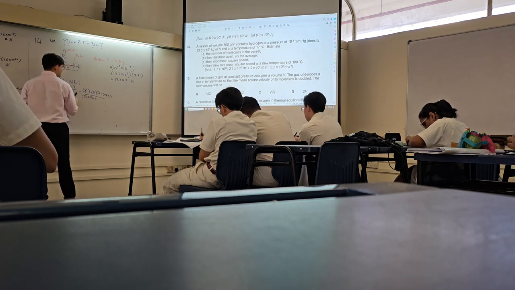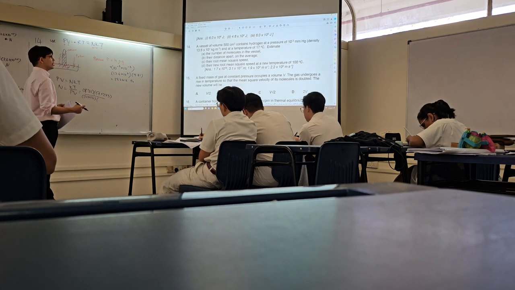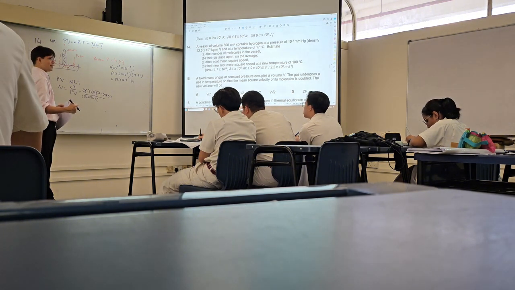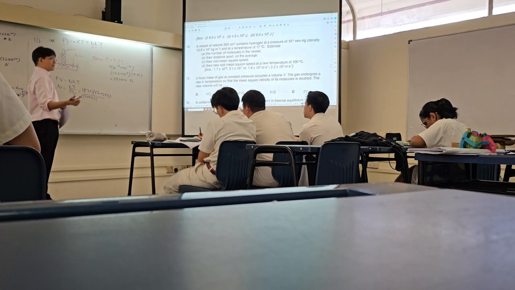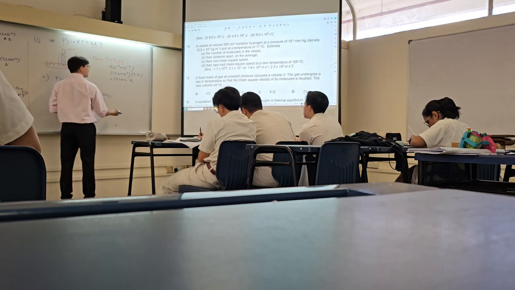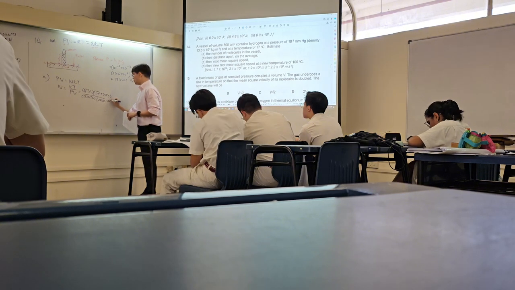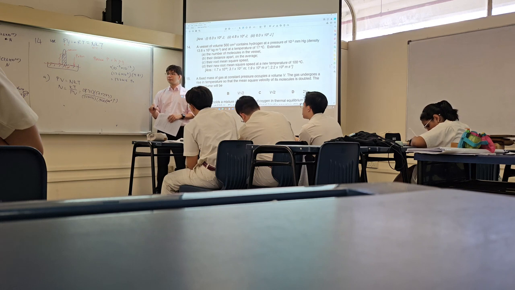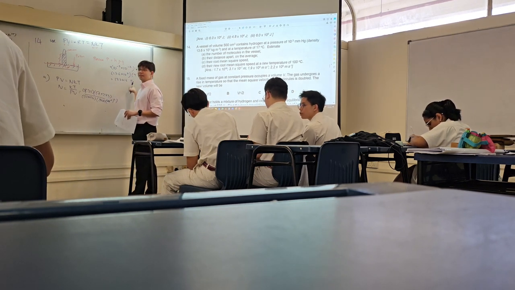133.416 pascals. And the volume is 500 cm cube. Oh no, it's in cm cube. We need to convert it to meter cube. But 500 cm cube is, so we just do the 500 here, and then the cm cube will convert to meter cube. So it'll be 10 to the power of minus 2 cube. 0.133416 pascals.